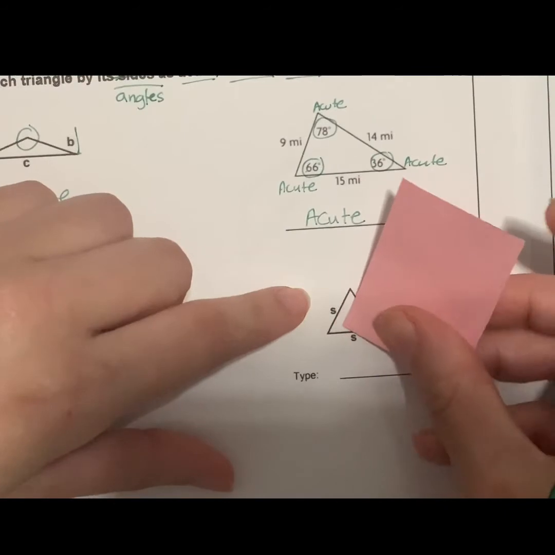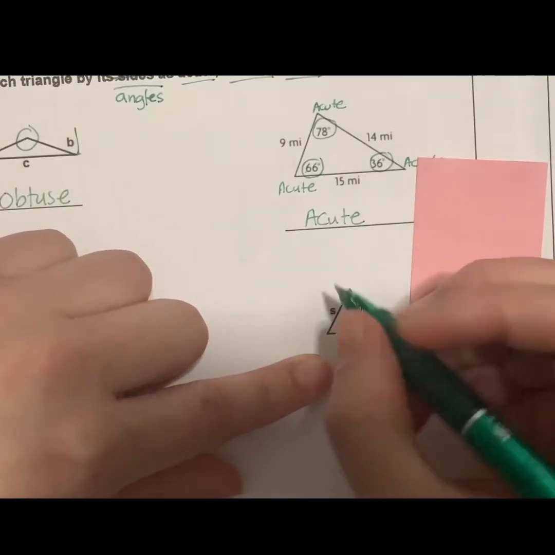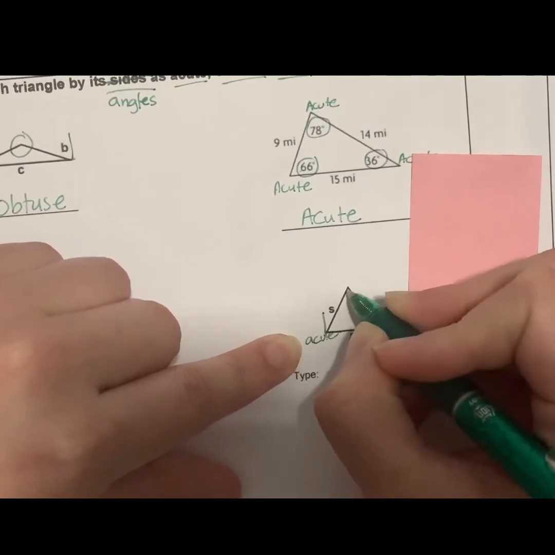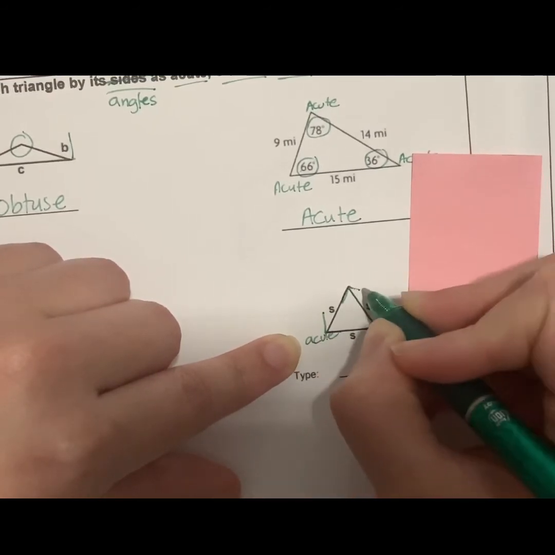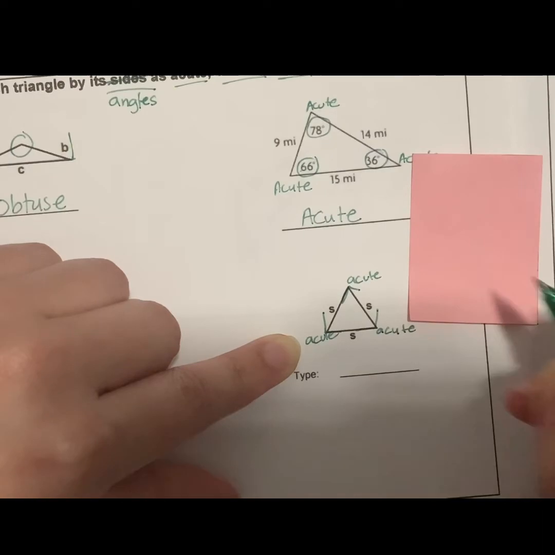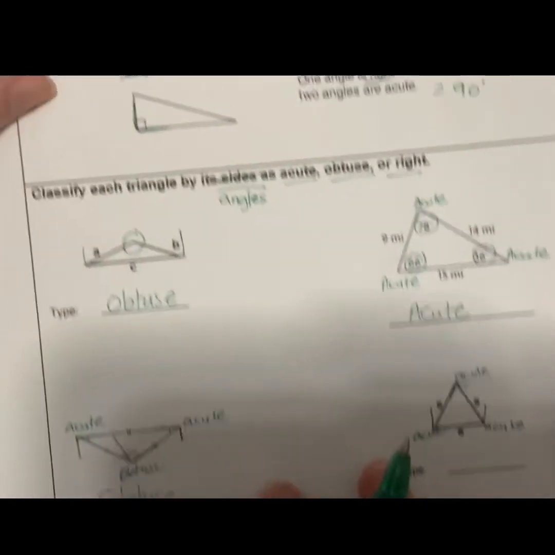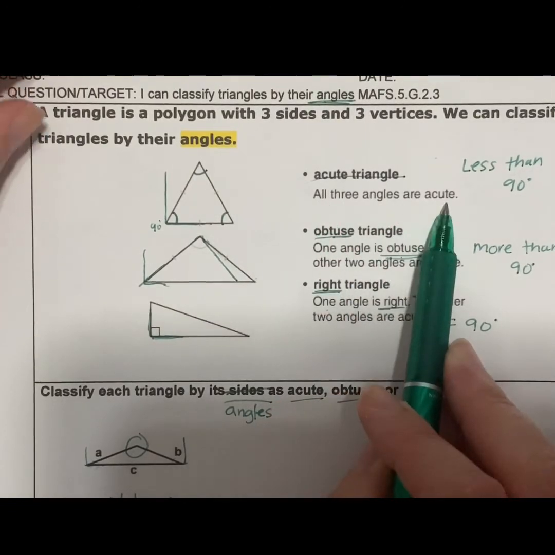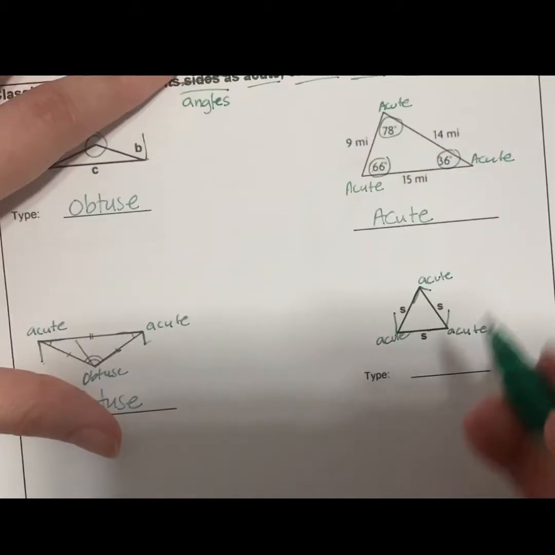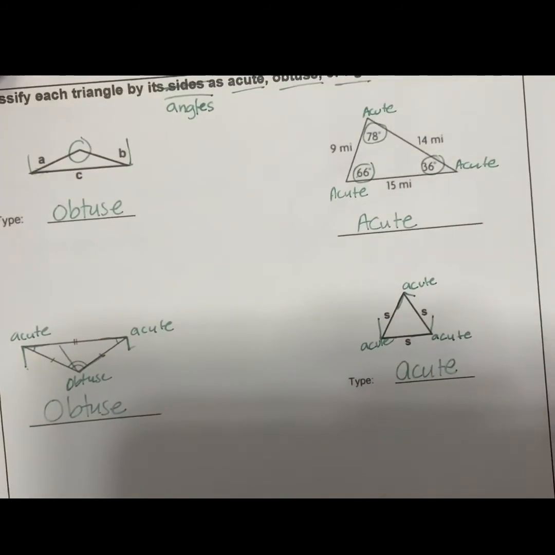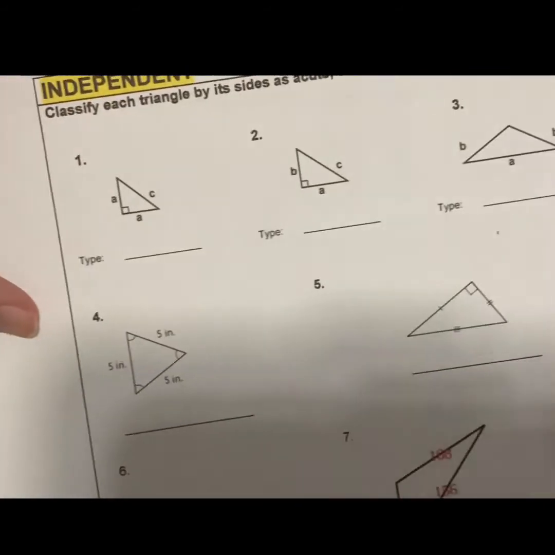And if I notice, I put my perfect L, that's acute. Same thing, my perfect L, this is acute, and this is acute. It's the same thing, less than 90. So since they're all acute, go back to my sheet up here, all three angles are acute, so then the triangle will be acute. Acute.